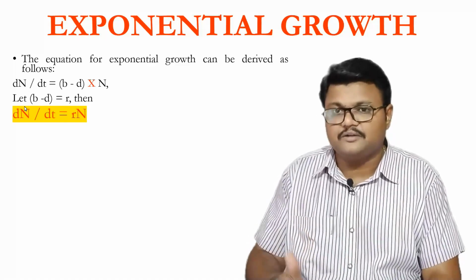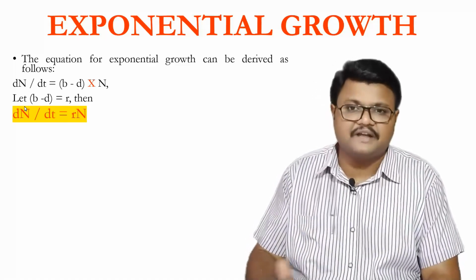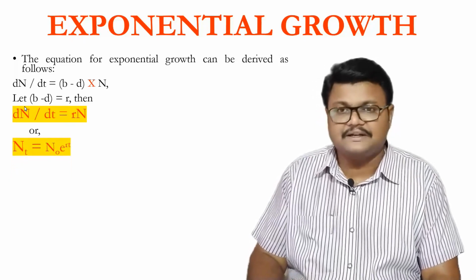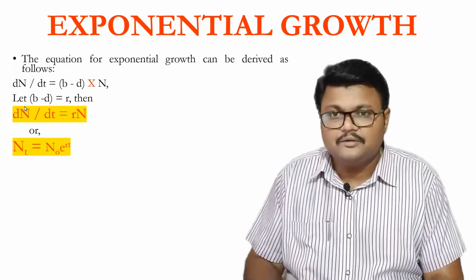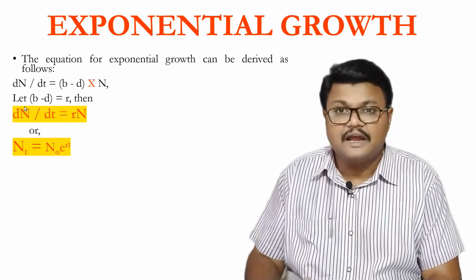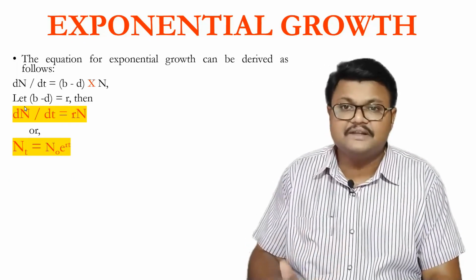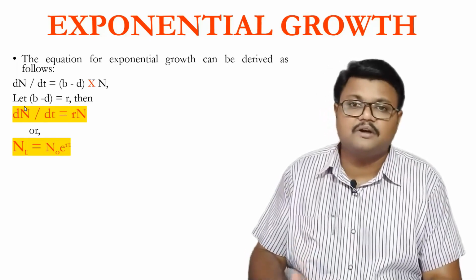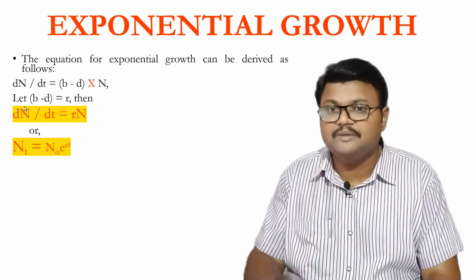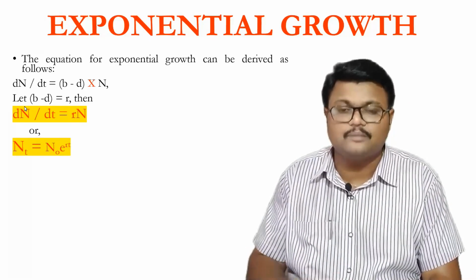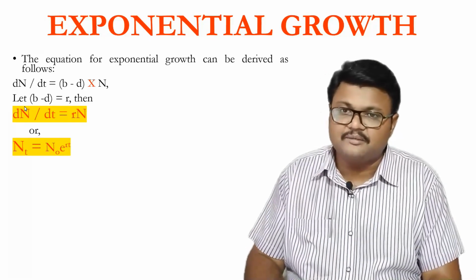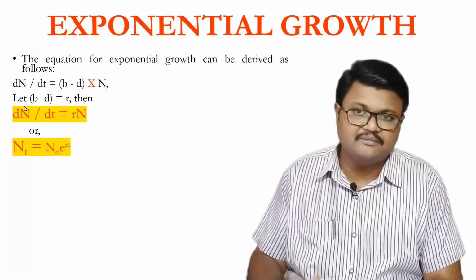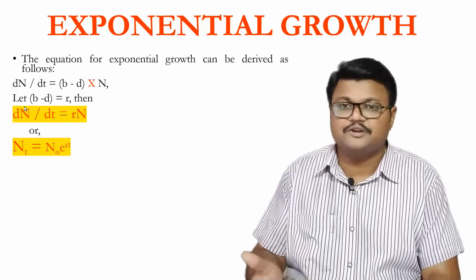So this equation can also be written as Nt is equal to N0 into e to the power rt, wherein Nt is the total number of organisms at time t, that is at the final time, whereas N0 is nothing but the total number of organisms present in the beginning, that is t is equal to 0. R, as I mentioned, is the rate of natural increase, t is the time, and e is the exponential.